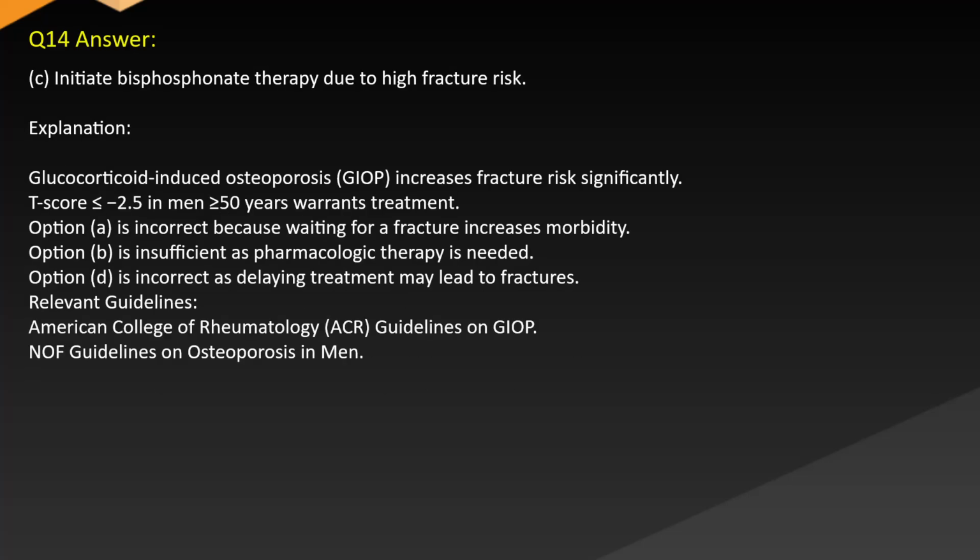Answer: C. Initiate bisphosphonate therapy due to high fracture risk. Explanation: glucocorticoid-induced osteoporosis (GIO) increases fracture risk significantly. A T-score below negative 2.5 in a man over 50 years warrants treatment. Option A is incorrect because waiting for a fracture increases morbidity. Option B is insufficient as pharmacologic therapy is needed. Option D is incorrect as delaying treatment may lead to fractures. Relevant guidelines: American College of Rheumatology (ACR) guidelines on GIO, and Endocrine Society guidelines on osteoporosis in men.